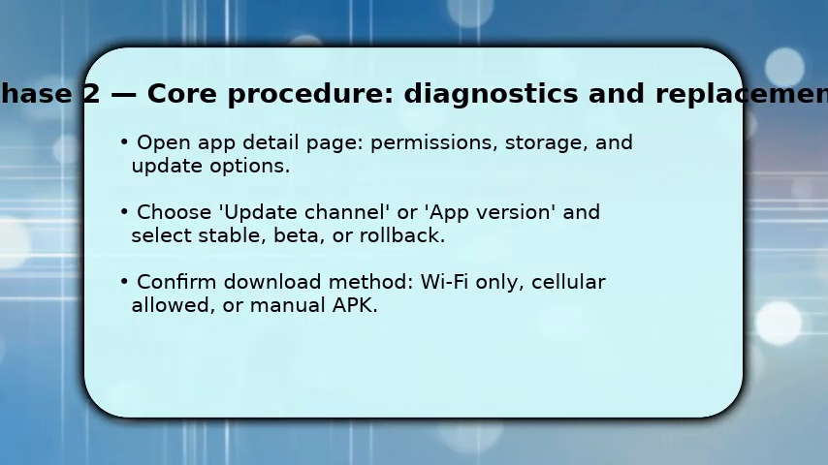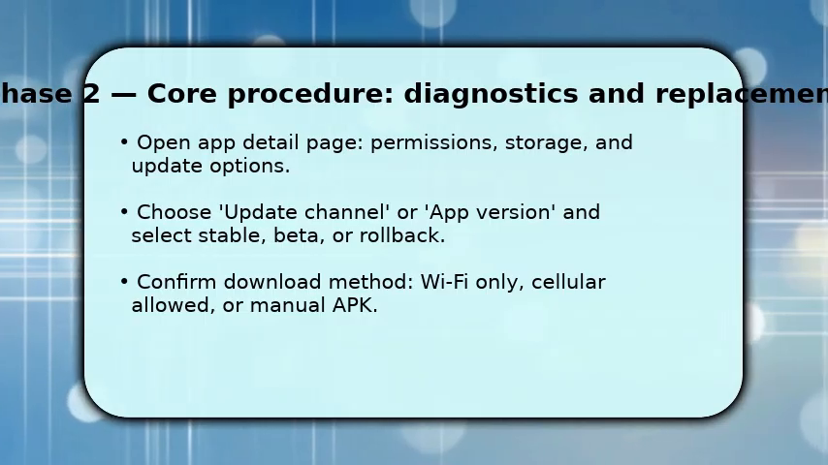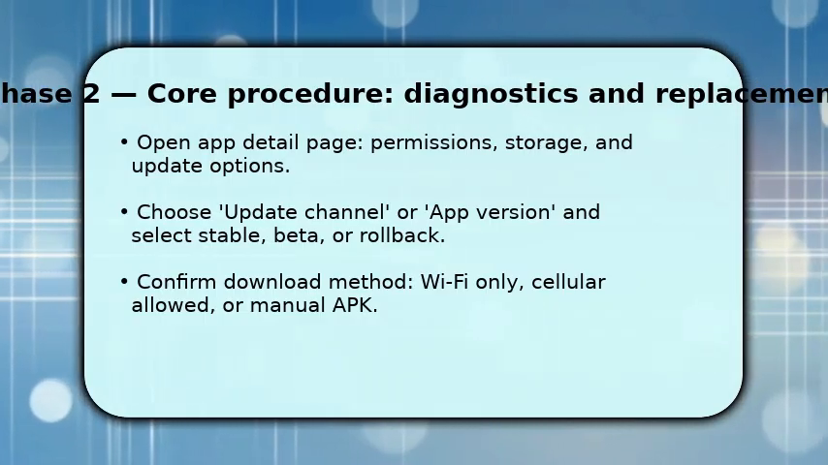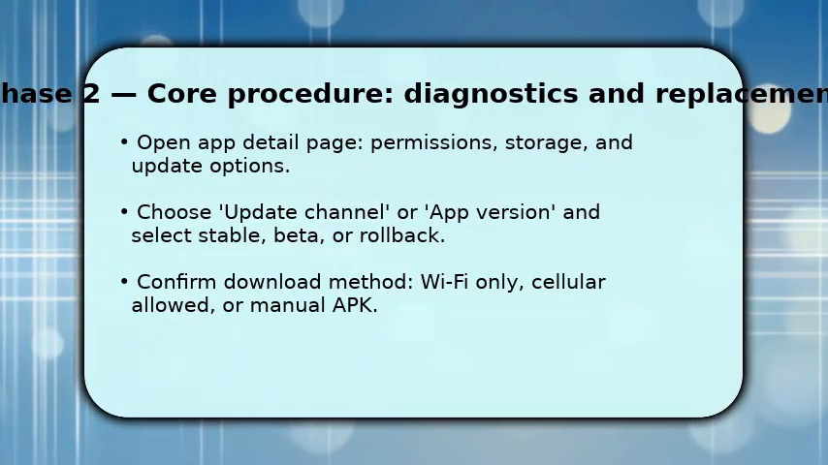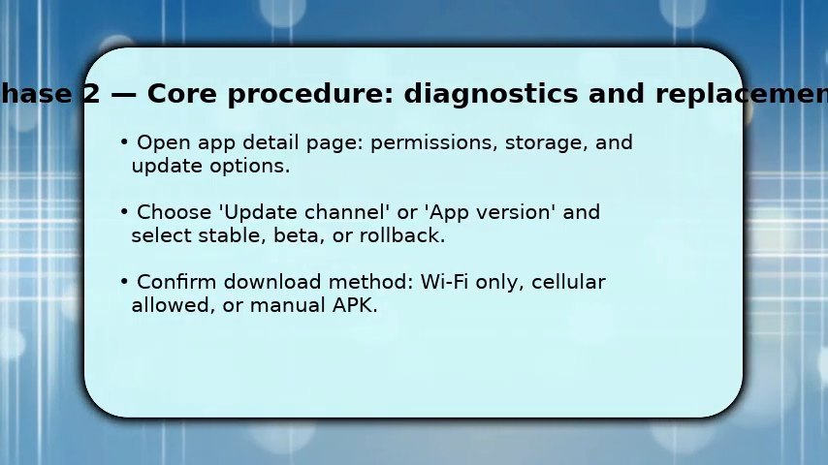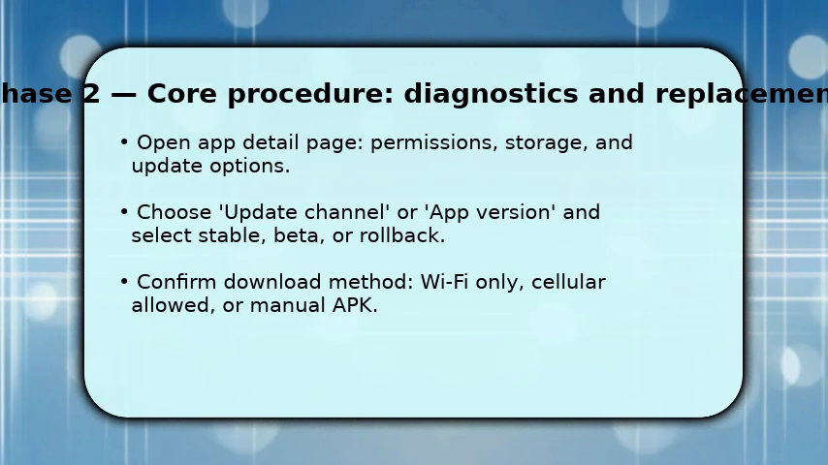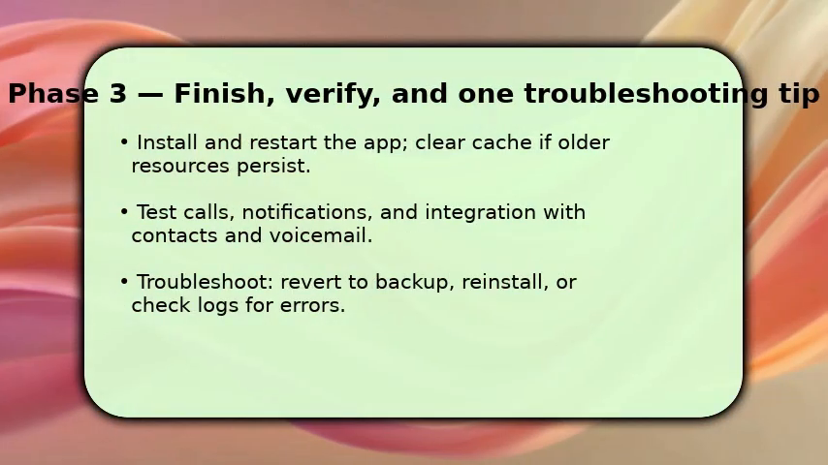Make sure to accept any required permissions before proceeding, otherwise the update may stall. If you use a manual APK, verify the signature and source to avoid malware. Finish by installing the update and restarting the app. This forces new binaries and resources to load.